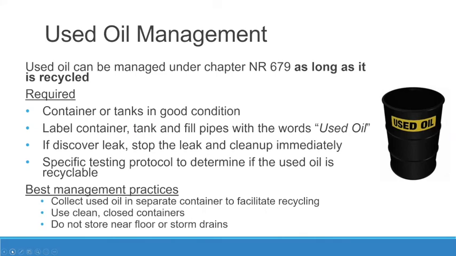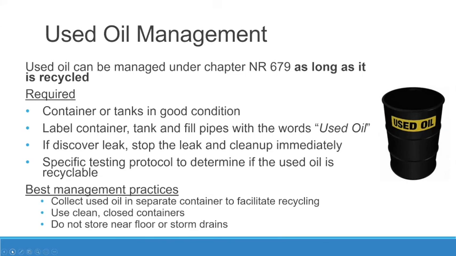What do I have to do? Well, containers are again very important. They need to be in good condition. They need to be closed as well. And then you need to label the container. The thing you're picking up on is labels, labels, labels. We want to make sure we're labeling all our waste streams so it's clear what's in those containers. We need to label that container or tank with the words used oil.